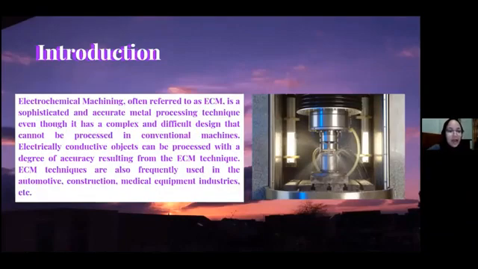Introduction. Electrochemical machining, often referred to as ECM, is a sophisticated and accurate metal processing technique, even though it has a complex and difficult design that cannot be processed in the conventional way. Electrically conductive objects can be processed with a degree of accuracy resulting from the ECM technique. ECM techniques are also frequently used in the automotive, construction, medical, and etc.